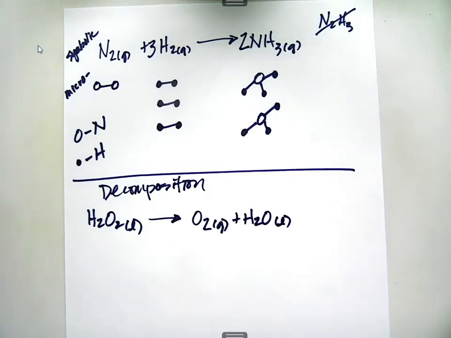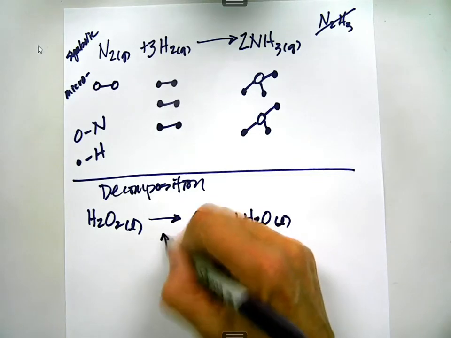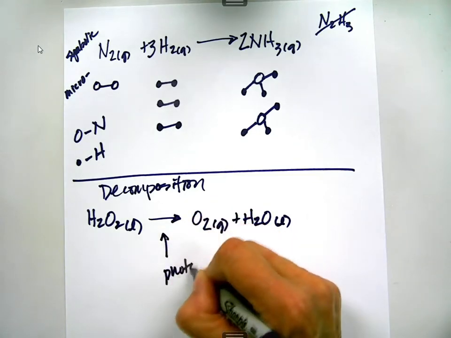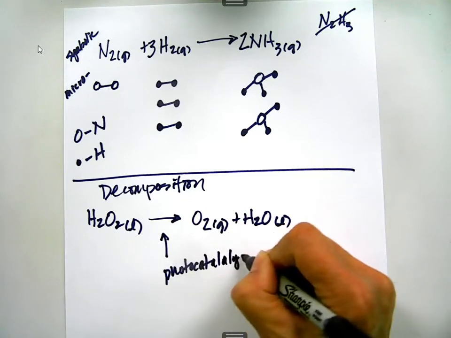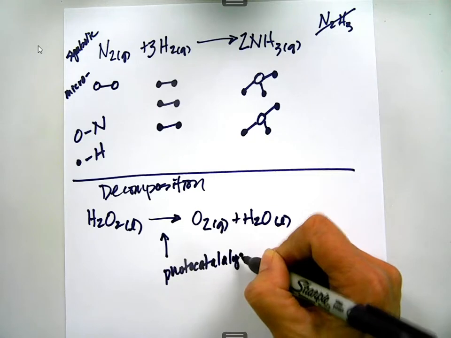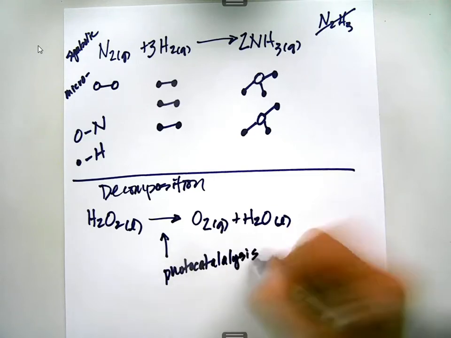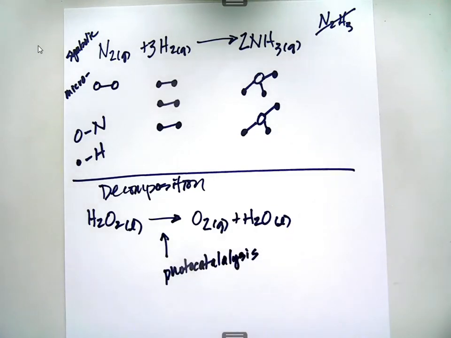Organic matter can catalyze this decomposition, but also other things can catalyze the decomposition, like light. These are what we call photocatalyzed. Photocatalysis. What is the prefix photo? Light. So why is hydrogen peroxide sold in those brown bottles in the drugstore?